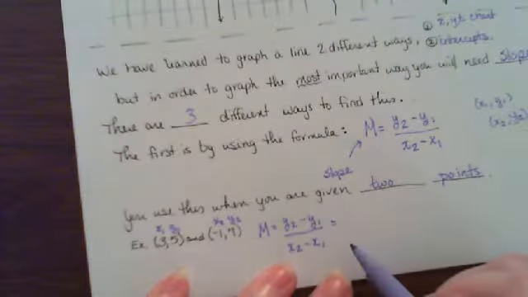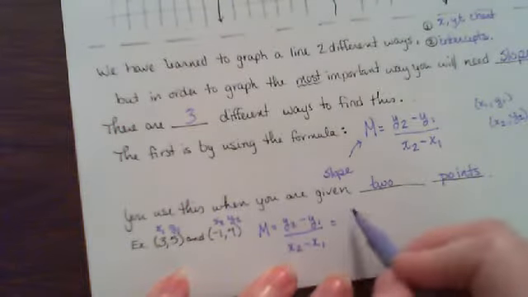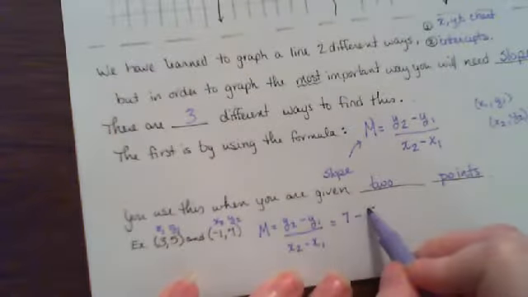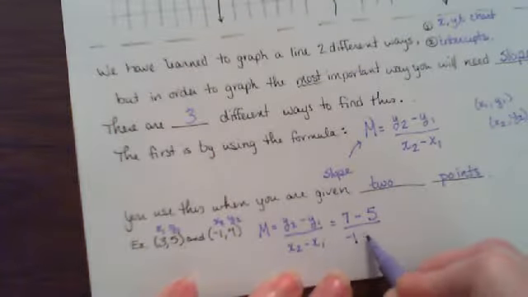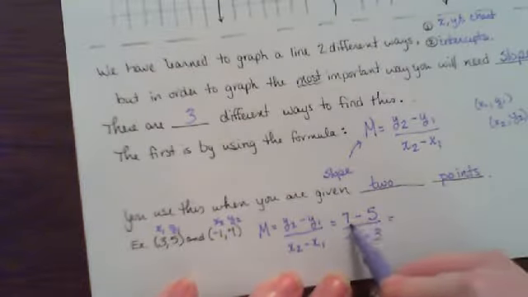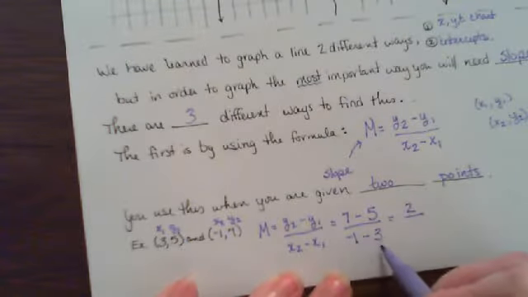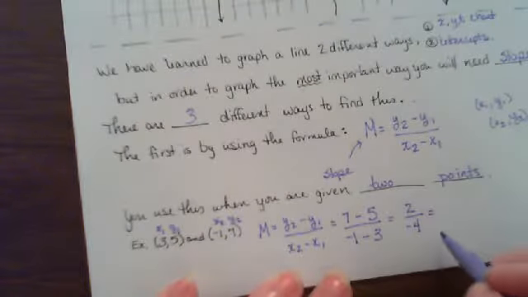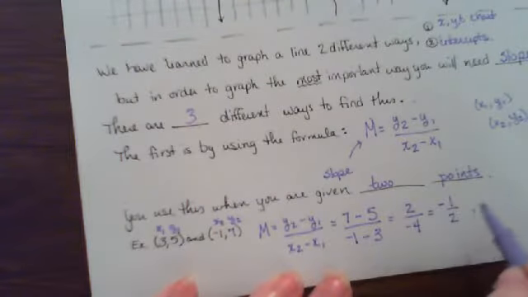So when I go through and I do this, my y2 is 7. So instead of me writing y2, now I'm going to write 7. Instead of me writing y1, I write 5. Instead of me writing x2, I write -1. And instead of me writing x1, I write 3. 7 minus 5 is 2. -1 minus 3, same thing as adding on, you get -4. 2 over -4 reduces down to -1/2.